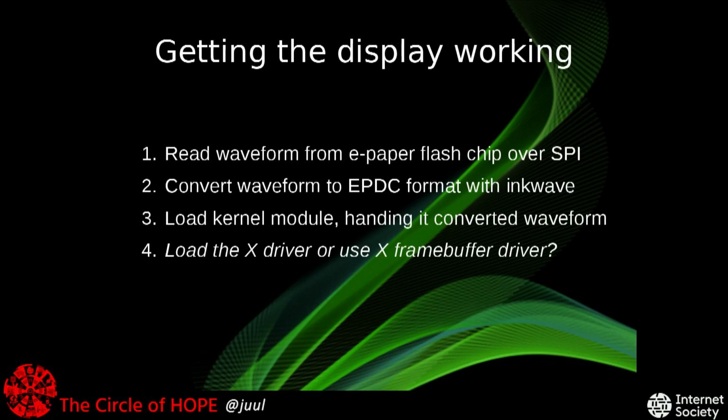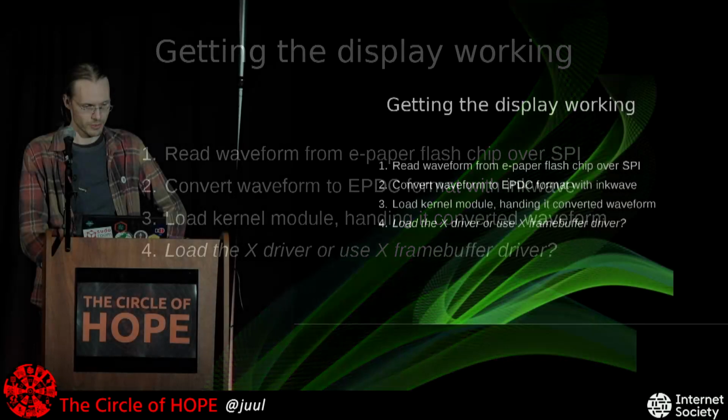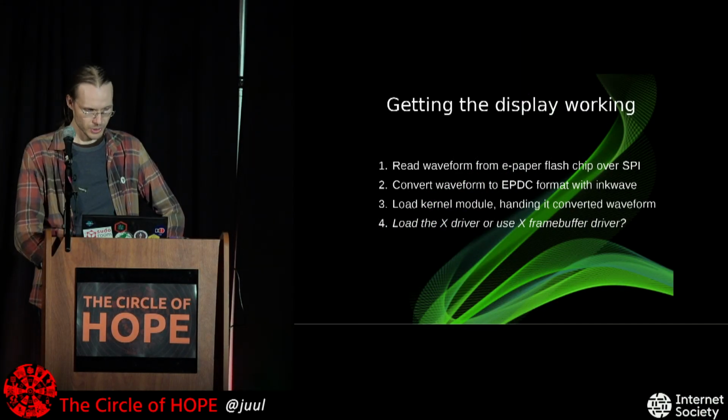All right, getting the display working. So now we know a little bit more. So we need to read the waveform from the flash chip. Then we need to convert it. Then we need to load the kernel module for the ePDC, handing it the converted waveform when we load it. And then I assume we need to do some kind of X driver. I assumed we need to do some kind of loading of an X driver in order to get X working.